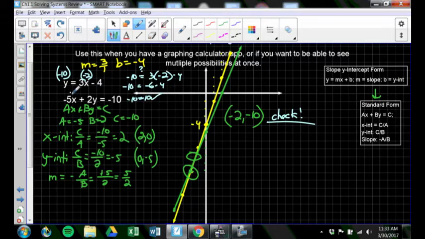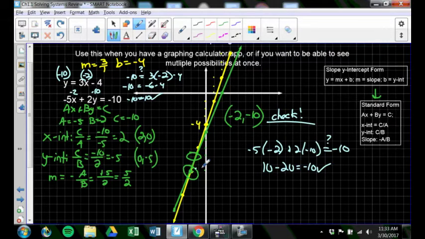That one checks. So now I'll plug in negative 2 for this x, and I will plug in negative 10 for this y, and I get, I'll do this work down here, negative 5 times negative 2 plus 2 times negative 10, and I really hope this is equal to negative 10, and 10 minus 20 does equal negative 10, so it checks. So this is the point of intersection. What you're looking for when you're solving is the one point that works in both equations. This is the one point that works in both equations. It was this point here. And that's what I'm trying to find. That's the solution to the system.